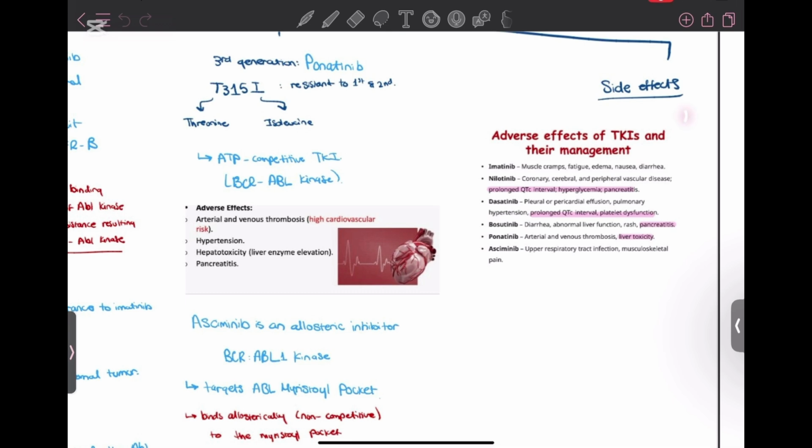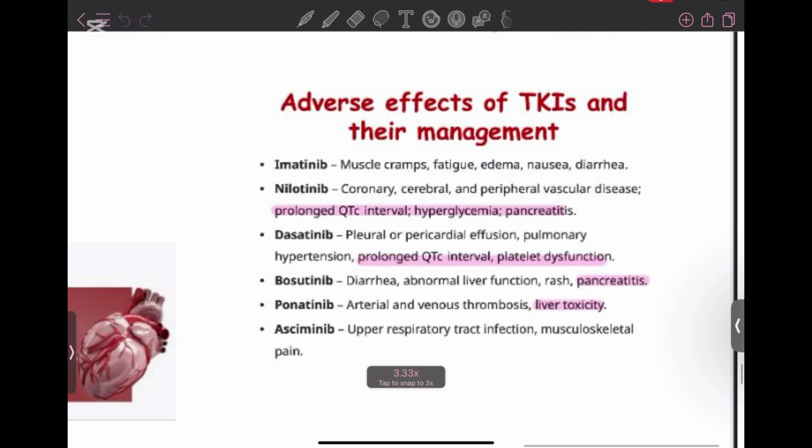I've noticed that all of these side effects were mentioned in your slides. Back in our time, we had to remember specific ones, so please refer to the doctor for what you should know specifically. But I would say focus on the very important ones.